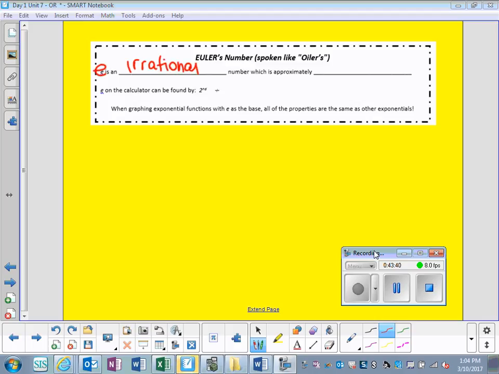It's an irrational number, which means what? What is an irrational number? It's a real number, but it's not rational. What does it mean in English? It cannot be represented as a fraction. There are no such n and m that could give you this number. That's what an irrational number is. So this number is approximately 2.718.